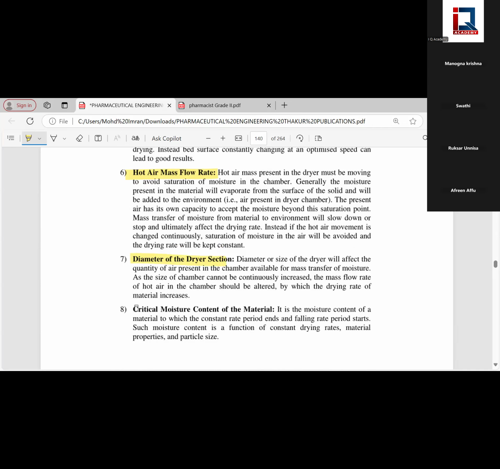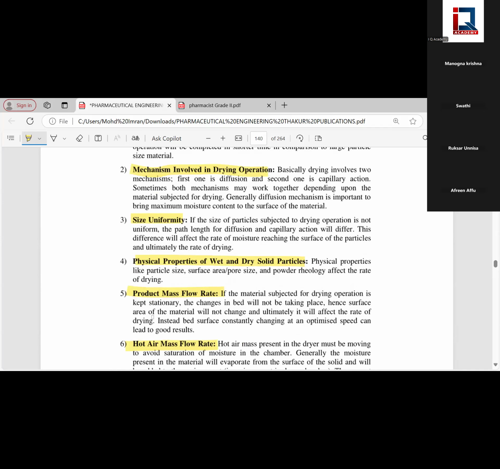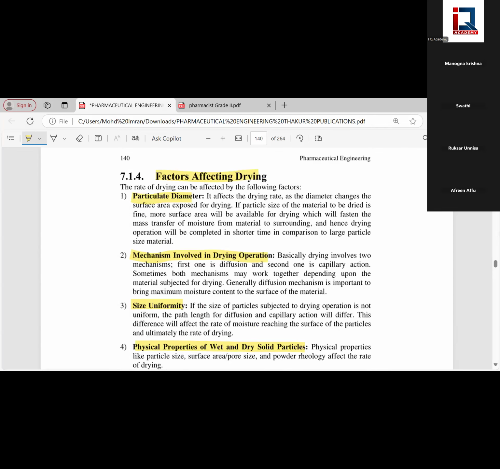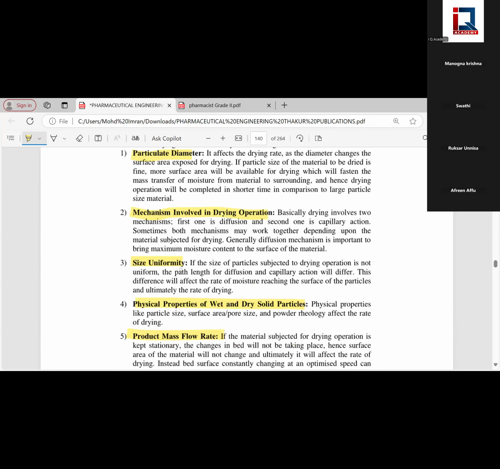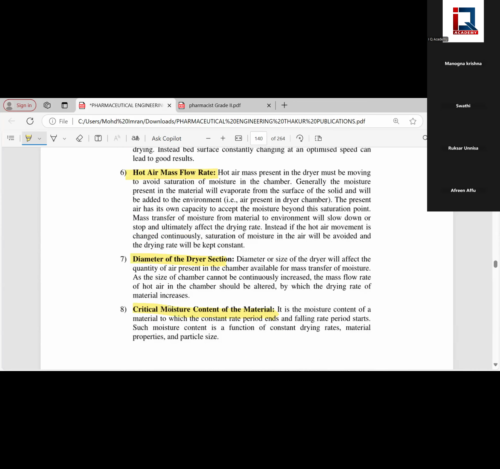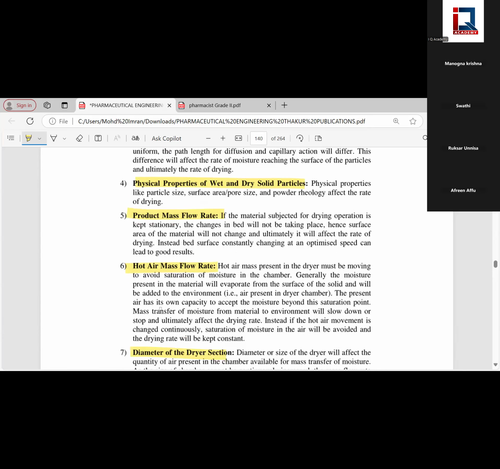Then critical moisture content, CMC, of the material. Critical micellar concentration, CMC, is different; critical moisture content here is entirely different. Please note down the factors: particle diameter, mechanism of drying, size uniformity, physical properties of wet and dry particles, product mass flow rate, hot air mass flow rate, diameter of the dryer section, and critical moisture content of the material. These are the factors which affect the rate of drying.